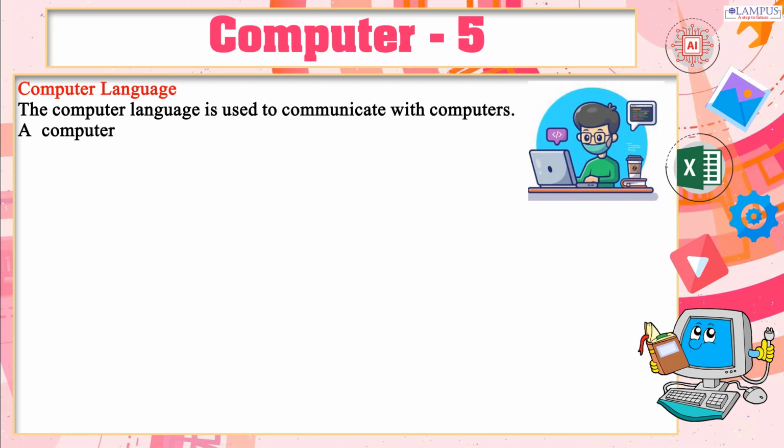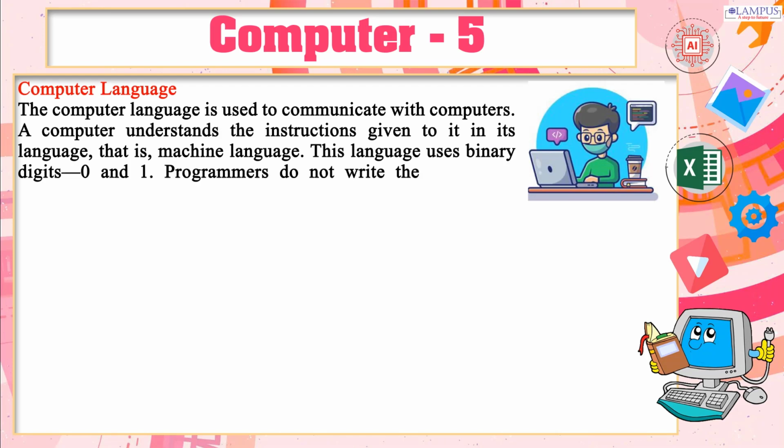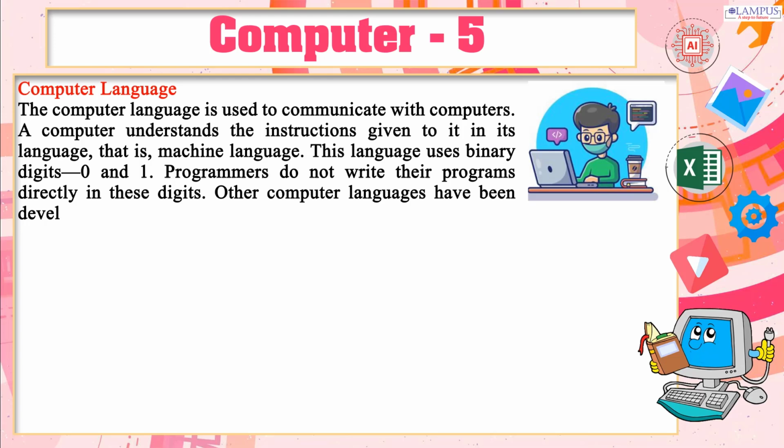A computer understands the instructions given to it in its language, that is, machine language. This language uses binary digits, 0 and 1. Programmers do not write their programs directly in these digits. Other computer languages have been developed in which writing programs has become easier.